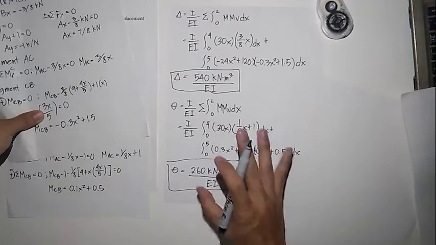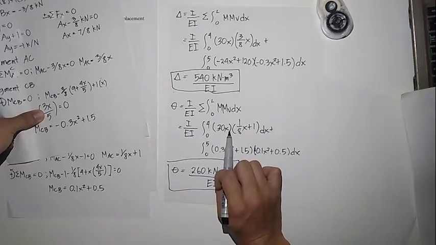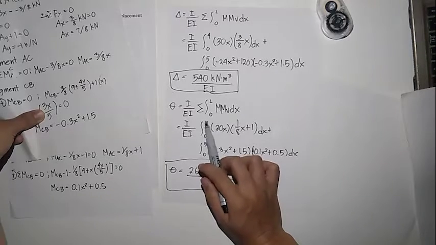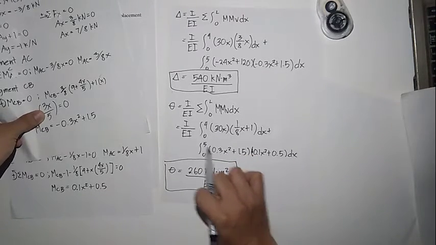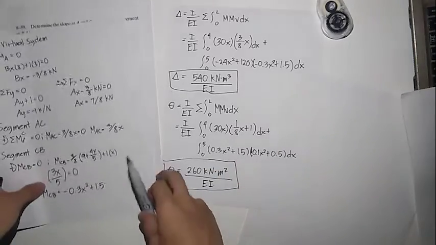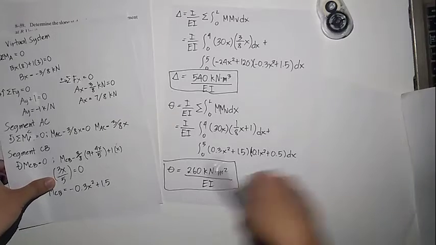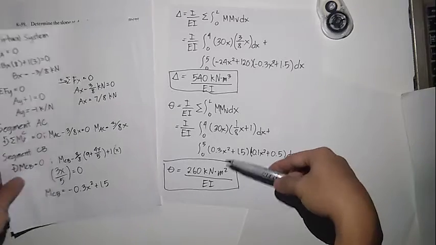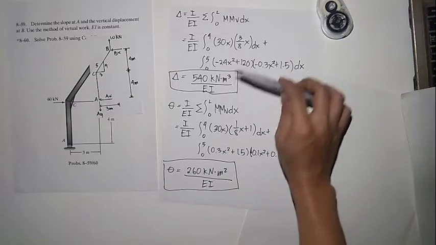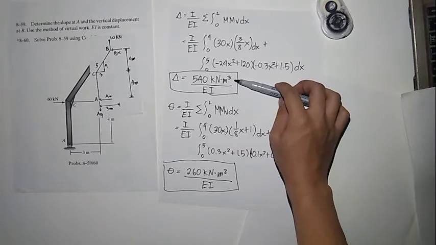So, i-manipulate lang po, substitute lang po ang x dito po sa 4 at saka itong x po dito po sa 5. So, makukuha po natin ang answer na slope at A is 260 kN meter squared over EI. So, ito po ang slope at A at ito po ang vertical displacement at B. At yun lamang po at maraming salamat.